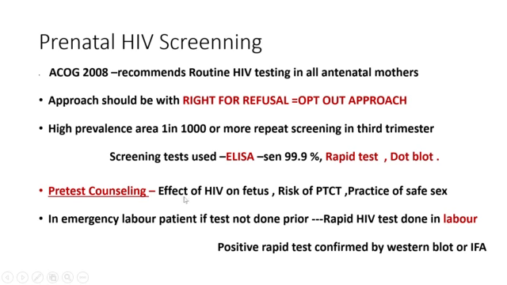Pre-test counseling is done about the effect of this HIV infection on the fetus, risk of mother to child transmission of infection, and practice of safe sex. If the patient reports in emergency with labor pains and if HIV testing was not done earlier in pregnancy, then a rapid HIV test is done in labor, and a positive rapid test should next be confirmed by Western blot or IFA. If the rapid test is positive, then the patient should be given ART before delivery.